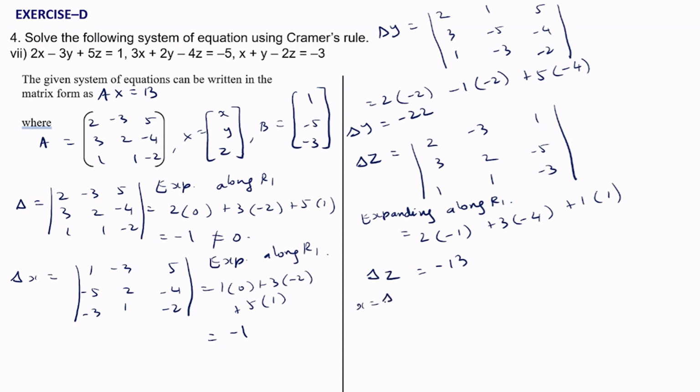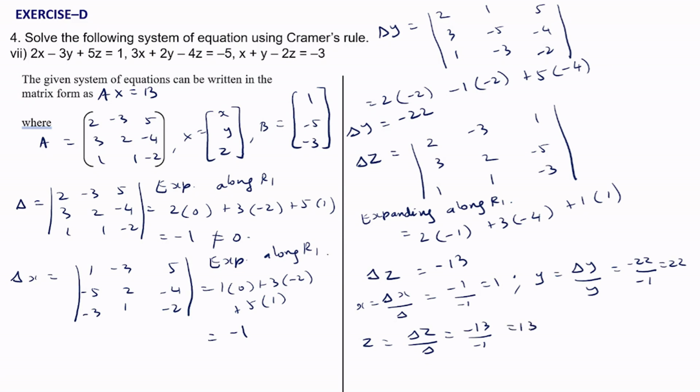Now x is equal to delta x by delta. So it is minus 1 by minus 1, which is 1. Then y is delta y by delta. It is minus 22 by minus 1, which is 22. And z is delta z by delta. It is minus 13 by minus 1, which is 13. Therefore, we get x as 1, y as 22, and z as 13. So this is the solution for the given system of equations.